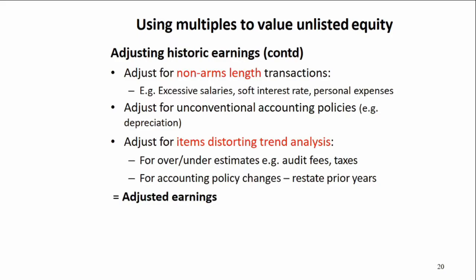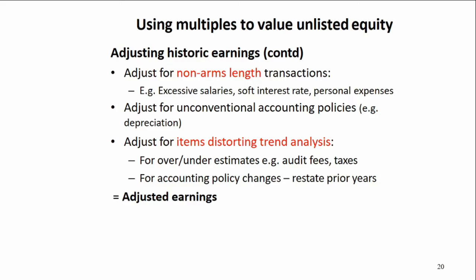We also need to adjust our historic earnings for non-arm's length transactions. These are items like an excessive salary. If someone in the company is a relative and is receiving a higher salary than other people doing the same job in the company, this is a non-arm's length transaction and it needs to be brought to the market value. There could also be situations where the company is being charged a soft interest rate because it has taken a loan from a related party. In this situation, if the interest rate charged is not reflective of market interest rates, we want to adjust for that because it is a non-arm's length transaction.